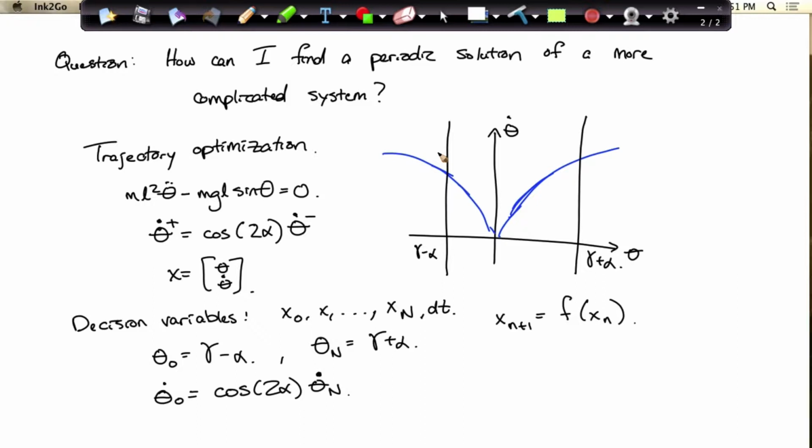So in order to be valid, I better also say that all those intermediate points are not actually at the switching surface. So let's say for i from 1 to n minus 1, theta i had better be less than this. And similarly, for i from 2 to n, theta i had better be greater than that, the other side. I don't really need the nth one or the first one because those are already constrained.